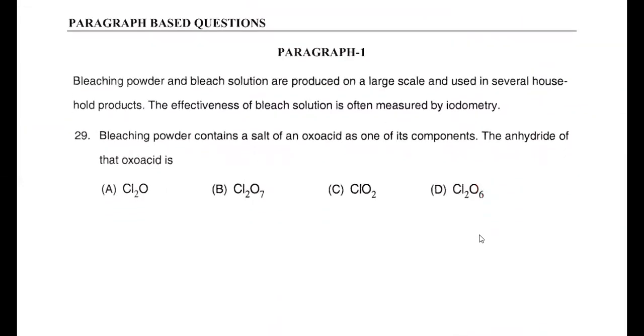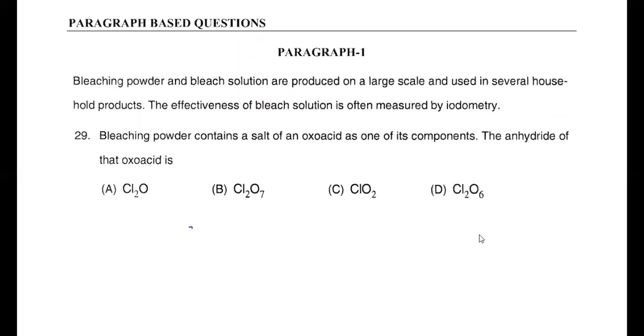The next question is: bleaching powder and bleach solutions are produced on a large scale and used for several household products. The effective bleaching solution is often used to measure iodometry. Bleaching powder contains a salt of an oxo acid as one of its components. The anhydride of this oxo acid is?